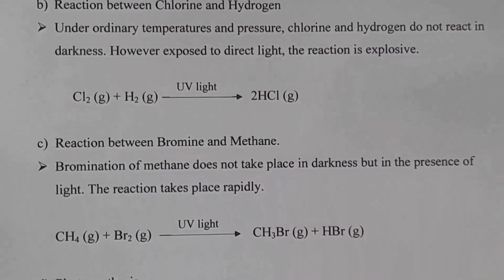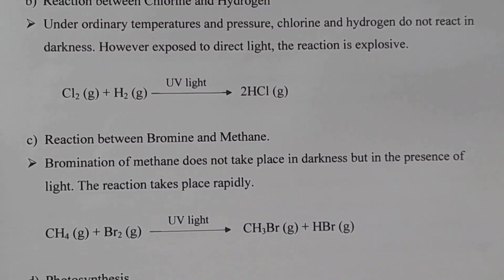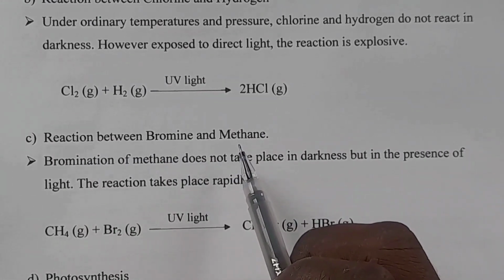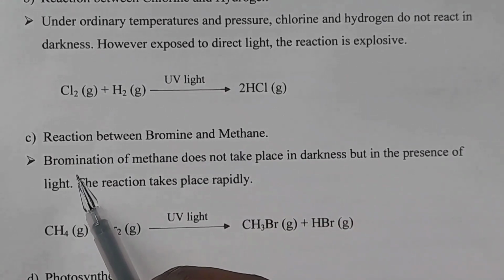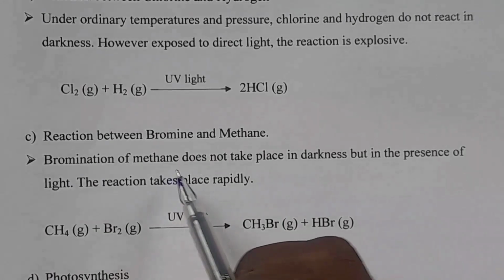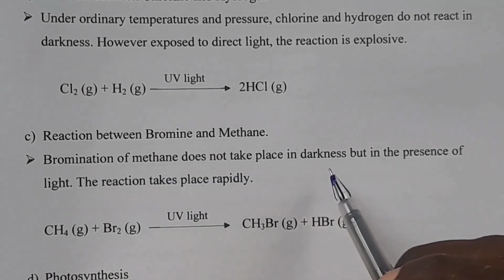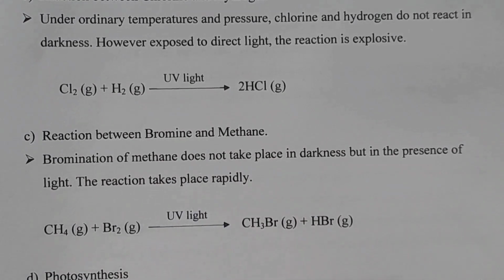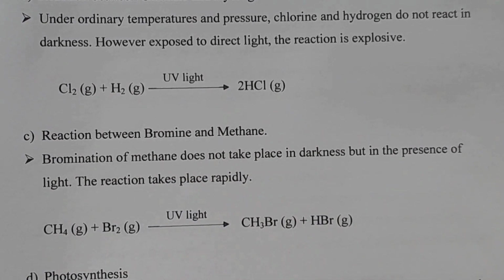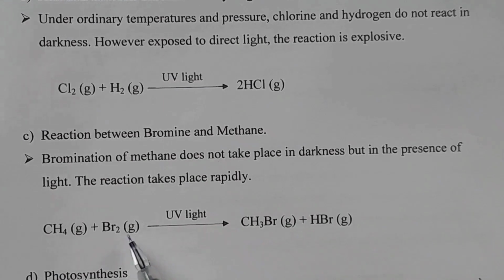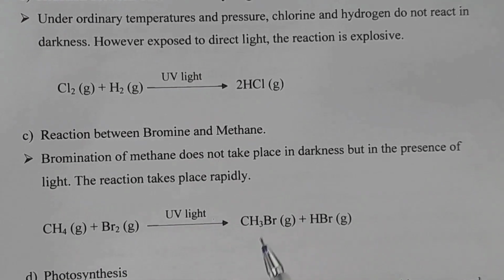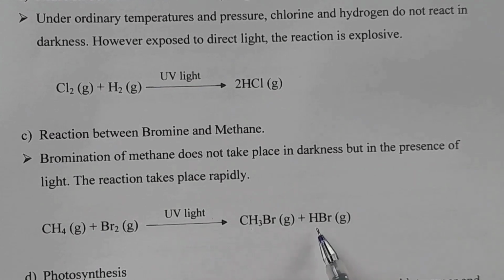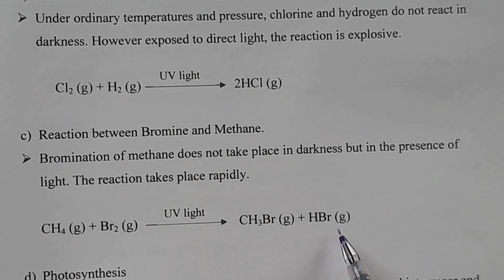C, which is also a photochemical reaction, is the reaction between bromine and methane. Bromination of methane does not take place in the darkness, but in the presence of light, the reaction takes place rapidly. Here we have methane gas plus bromine gas under UV light, giving bromomethane and also hydrogen bromide gas.